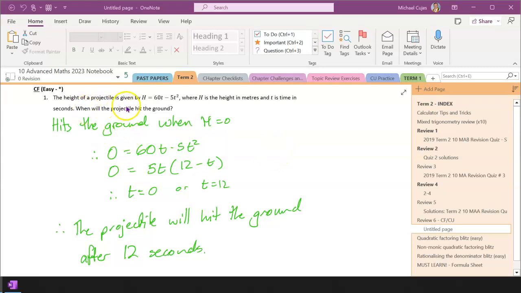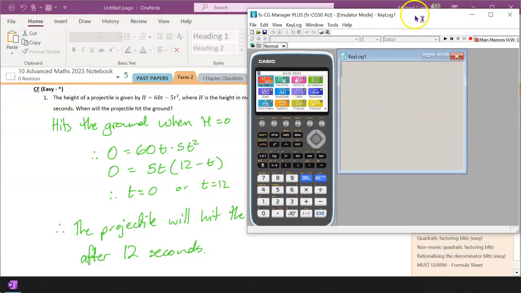First one we have here, the height of a projectile is given by h equals 60t minus 5t squared, where h is the height in meters and t is the time in seconds. When will the projectile hit the ground? So I've gone ahead and I've done it. Obviously it hits the ground when the height above the ground is 0. So there are 2 times. Obviously it was launched first, so the time we're looking for is t equals 12. The projectile will hit the ground after 12 seconds, but you could of course do this on your calculator.